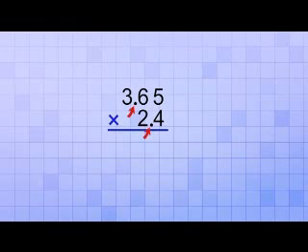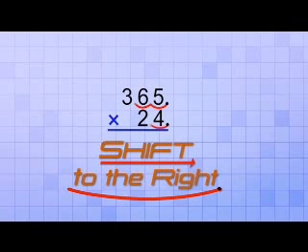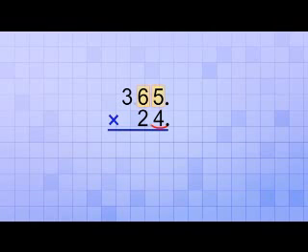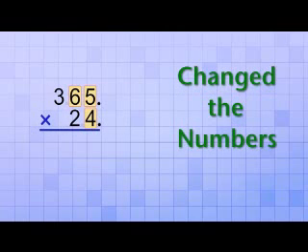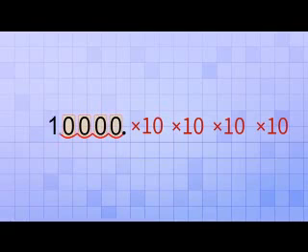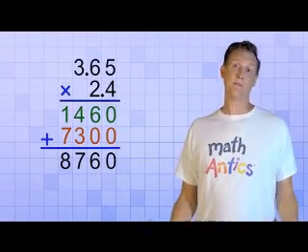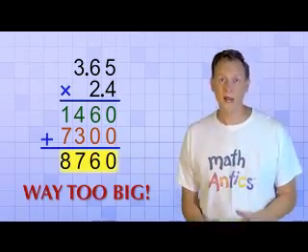So, by ignoring the decimal points, what we were really doing is mentally shifting the decimal points to the right. We shifted the top decimal point 2 places to the right, and we shifted the bottom decimal point 1 place to the right. But doing that changed the numbers. It made the top number 100 times bigger than the decimal version, and it made the bottom number 10 times bigger. That's because every time you shift the decimal point 1 place to the right, it's like multiplying by a factor of 10. And that means the answer we got is way too big.